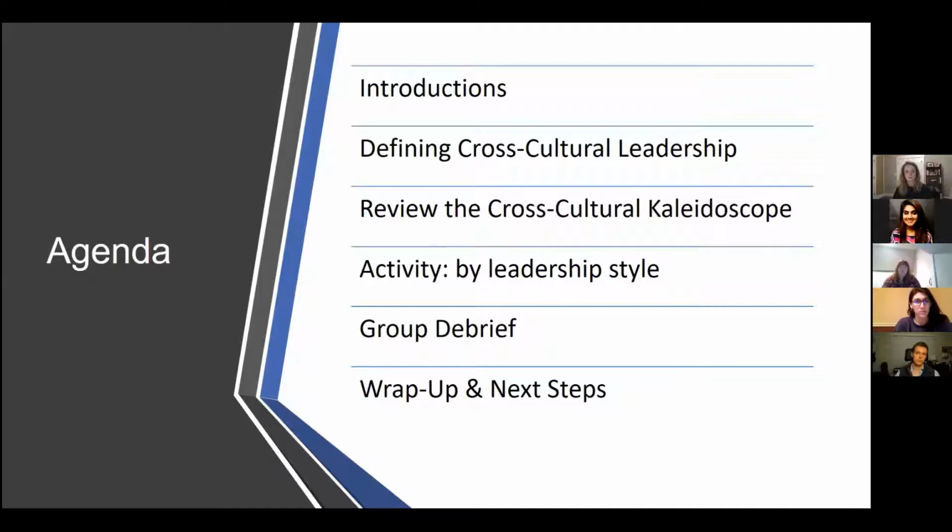So today I'm just going to talk through the agenda. We're going to define cross-cultural leadership. We're going to review the cross-cultural kaleidoscope, and then we're going to do an activity, and it's not going to be by leadership style. We're going to put you in your pods because we figured that's another way that you all can have a chance to bond in that space and talk a little more freely. And then we're going to have a debrief and talk through some next steps.